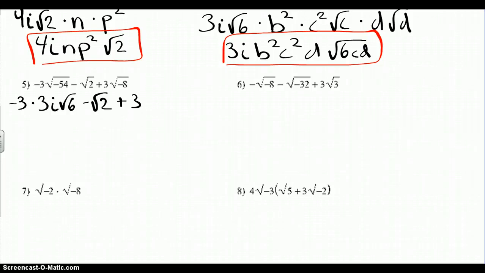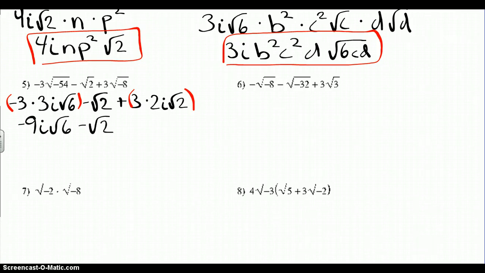Remember, this is addition and subtraction. I'm going to keep my 3 out front. And I can simplify the square root of negative 8 to 2i root 2. And now I'm just going to combine like terms. I'm going to multiply these together, and I'm going to multiply these together. So I get negative 9i root 6. Can't simplify the square root of 2. And I get plus 6i root 2.